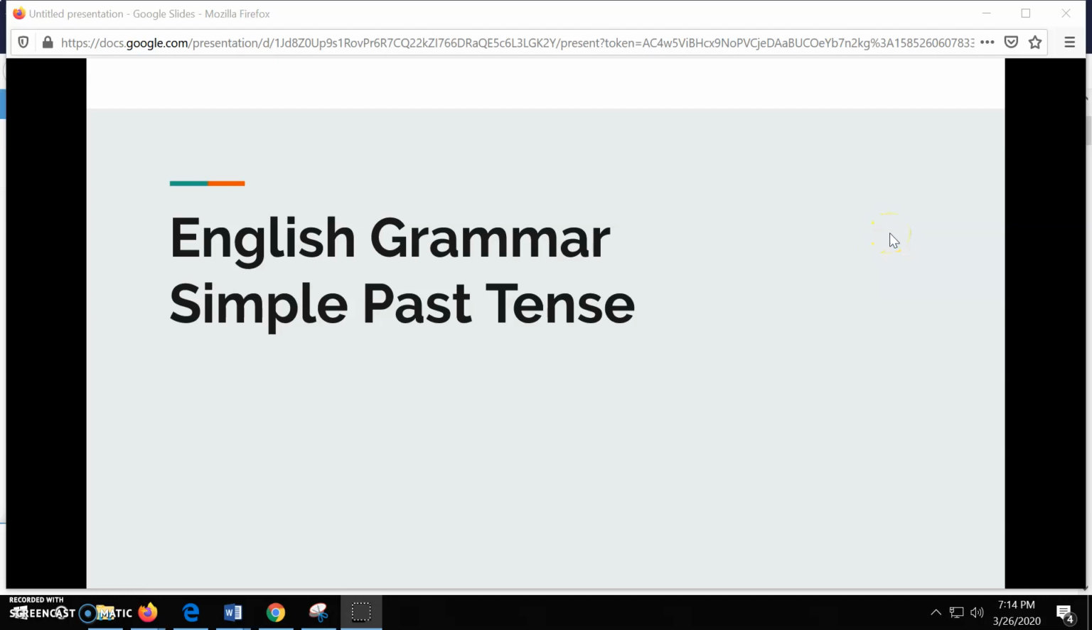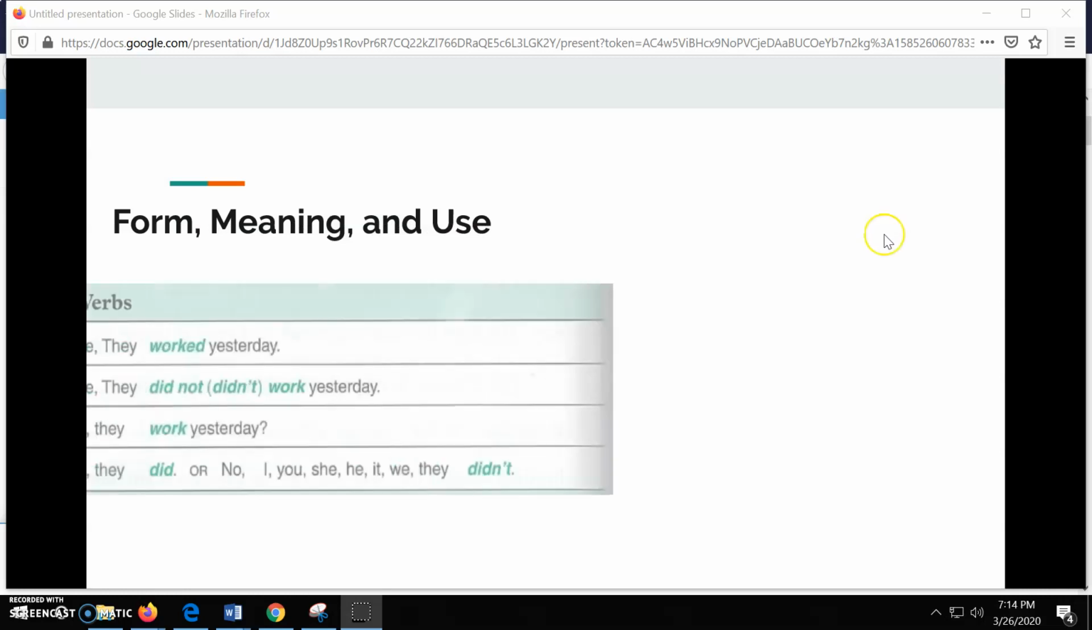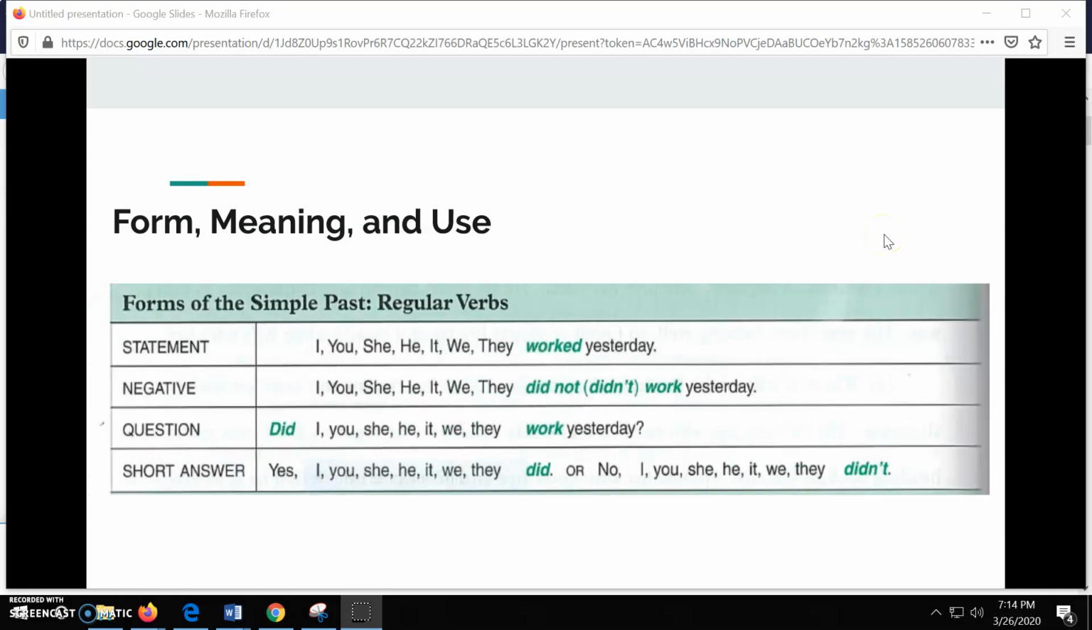Today we're going to practice English grammar and our topic is the simple past tense. Statements, affirmative statements, negative sentences and questions in simple past tense. Here are some examples. I worked yesterday. She worked yesterday. They worked yesterday.